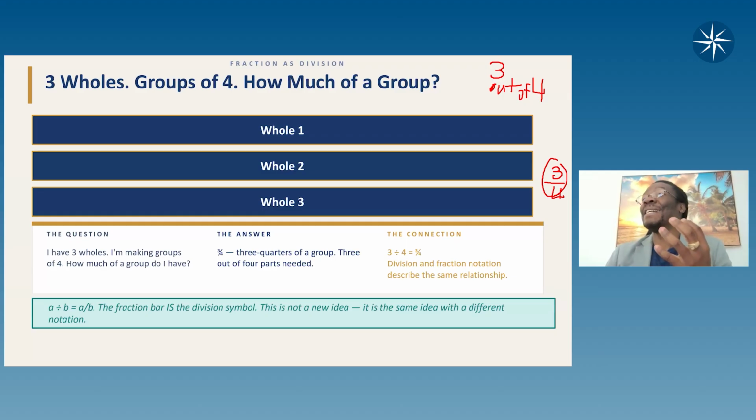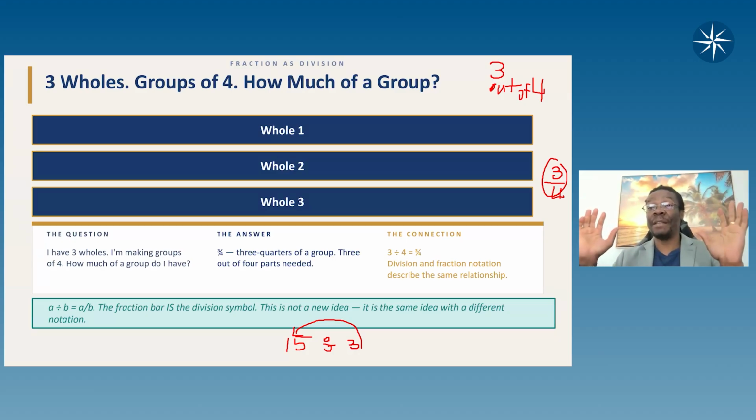It's not a new idea, because if you have 15 divided by 3, we tell them you're making groups of 3, seeing how many groups of 3 fit into 15. That's how we teach them division. How many groups of 3 can we get from 15?